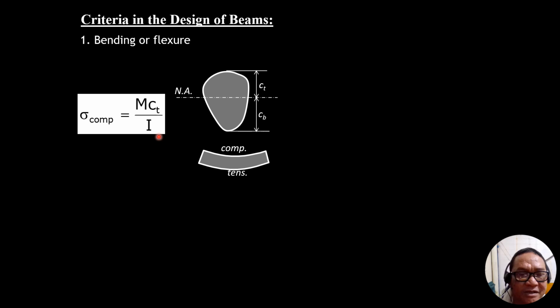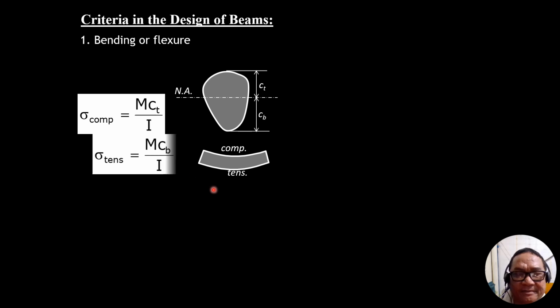This is a review, so there's no need to derive this. The derivation is in mechanics of materials or strength of materials, and I hope you can recall this. Then the flexural stress or bending stress at the bottom, which is in tension, if this is the positive bending, is M c bottom over I. And remember the moment of inertia of common sections such as rectangular and circular sections, as well as triangular sections.